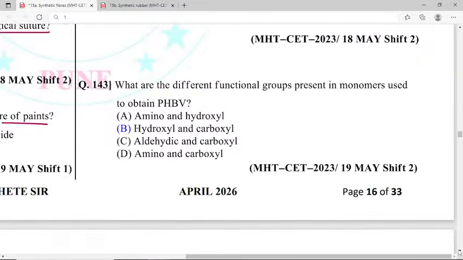What are the different functional groups present in monomers used to obtain PHBV? Polyhydroxy, so hydroxy is there. Butyrate and valeric acid, so carboxyl is also there. Hydroxyl and carboxyl.